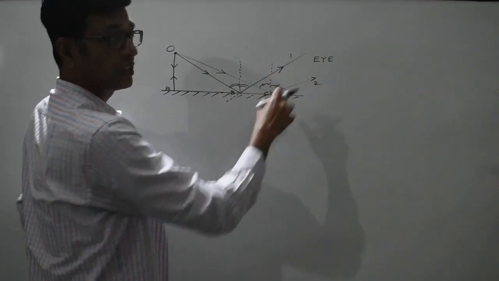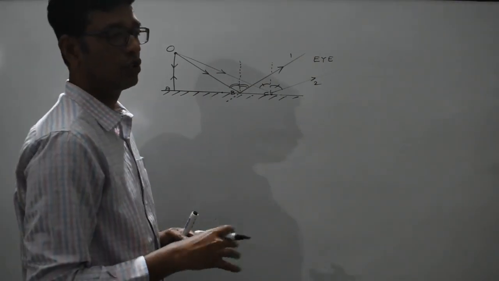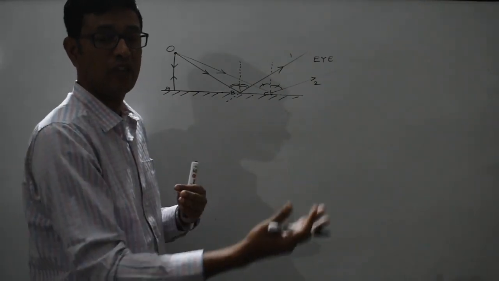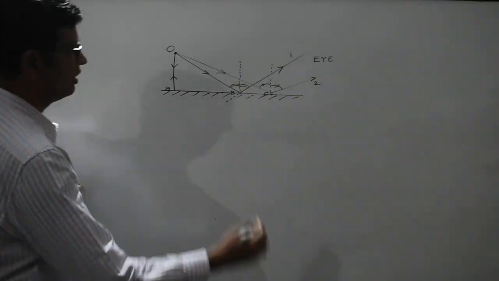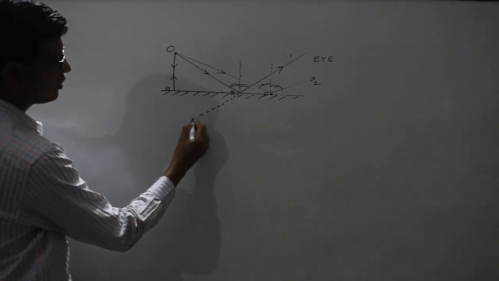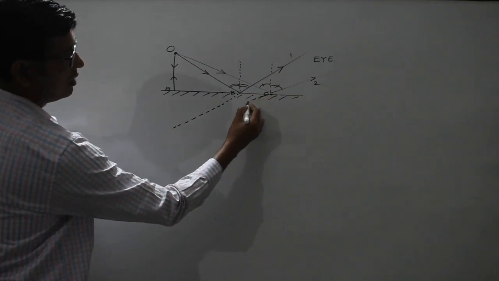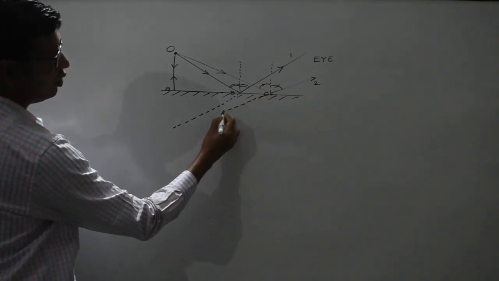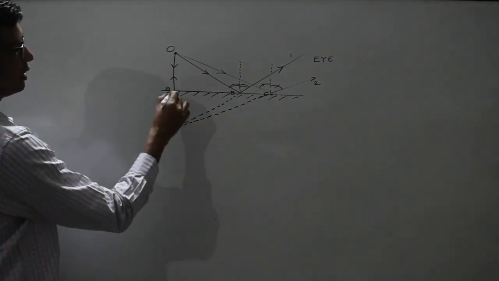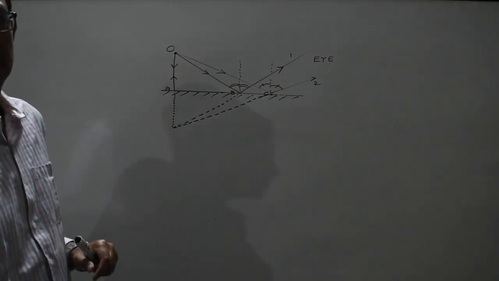Real lines are represented by dark lines. Dotted lines signify imagined lines. So whenever drawing a ray diagram, lines behind the mirror are imagined lines and have to be represented by dotted lines. If you produce this line in the backward direction, you will get a point of concurrency. Point of concurrency means all these rays will appear to meet at a particular point. This is the point of concurrency.